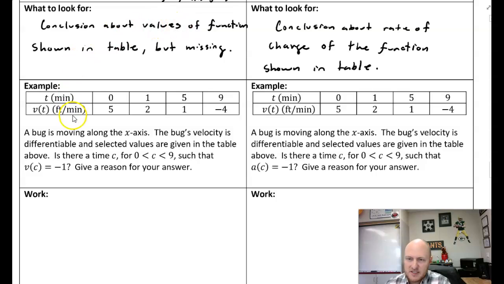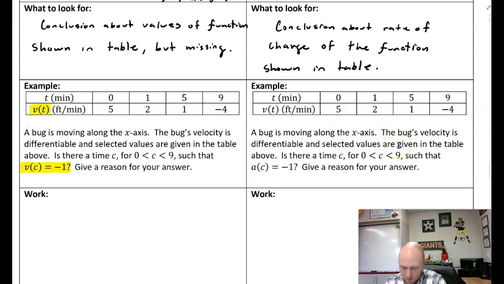Okay, so remember, this is the IVT side. A bug is moving along the x-axis. The bug's velocity is differentiable and selected values are given in the table above. Is there a time c for 0 is less than c, which is less than 9, such that v of c is equal to -1? Give a reason. Well, notice here, I'm given velocity. So that means I'm looking for a time when the velocity is -1 in between these function values. That's an intermediate value theorem. You're trying to peg a value in between other values.